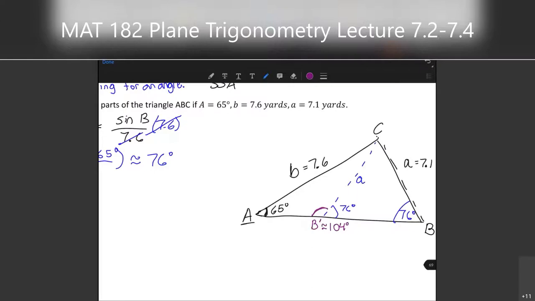And one tip as you're going through these problems: as long as this initial angle that you solve for is an acute angle, meaning that it's between 0 and 90 degrees, you will have a second triangle to draw out. So as long as that initial angle that you solve for in this side-side-angle case is acute, you'll have a second triangle to work with.